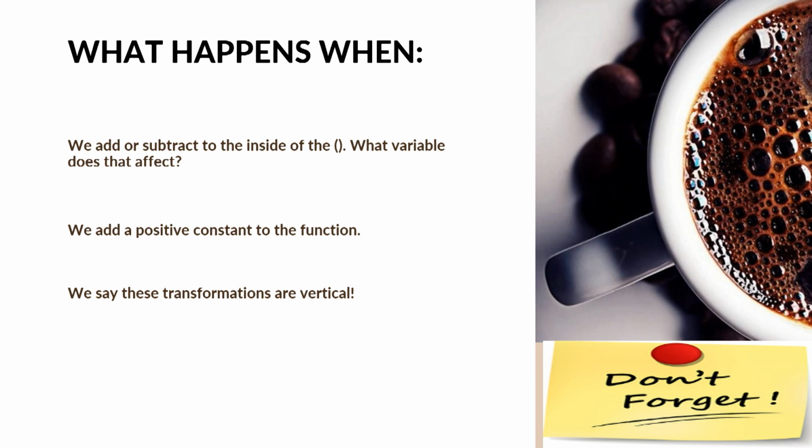All right, now we need to remember what happens when we add and subtract inside my parentheses. I'm moving left and right. And what value is that affecting? My x values, or my independent values. Now, when we add a positive constant to the function, what are we doing there? What did we put in our notes? We need to make sure that we are putting that information in our notes. And we say that our transformations are vertical when my parabola is going up and down, when I'm compressing or when I'm stretching.